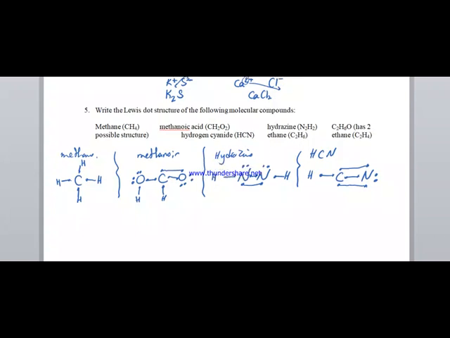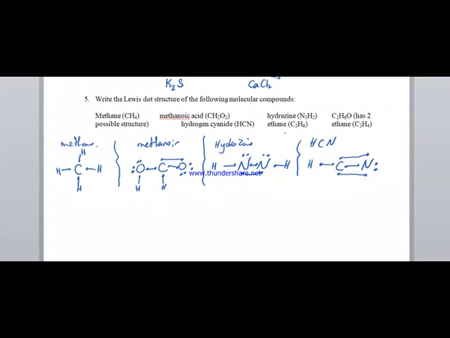For ethane, we have 2 carbon and 6 hydrogen. For ethane, we have 2 carbon. This is the Lewis dot symbol for each carbon, and we share 1. Then we have 6 single dot electrons, so each one will correspond to a hydrogen atom, shared with a hydrogen.